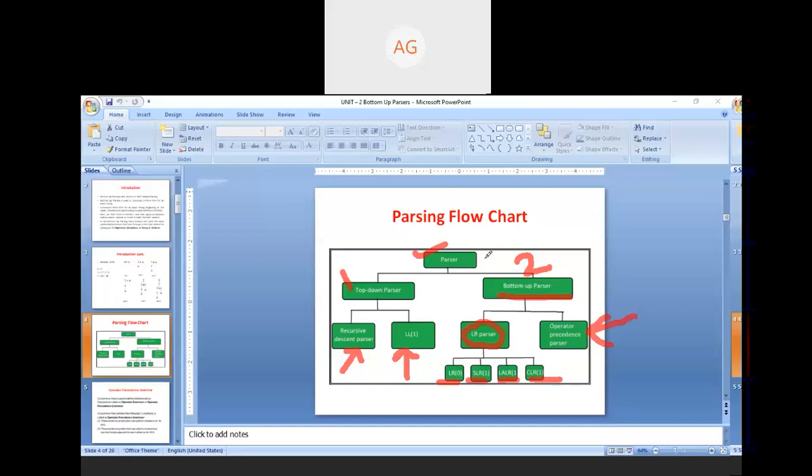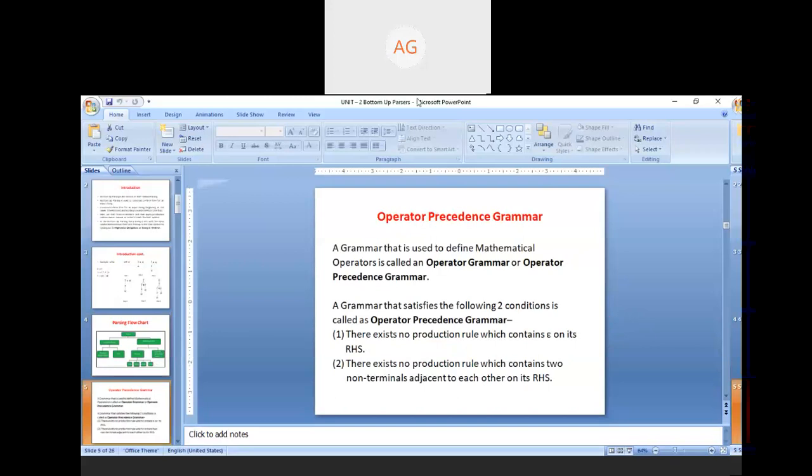Basically, it is divided into two major types: top down and bottom up parser, and both these categories are further divided into some more categories. So just remember that the operator precedence parser is basically a part of bottom up parsers. So moving to the next slide. So we are going to start the operator precedence parser.